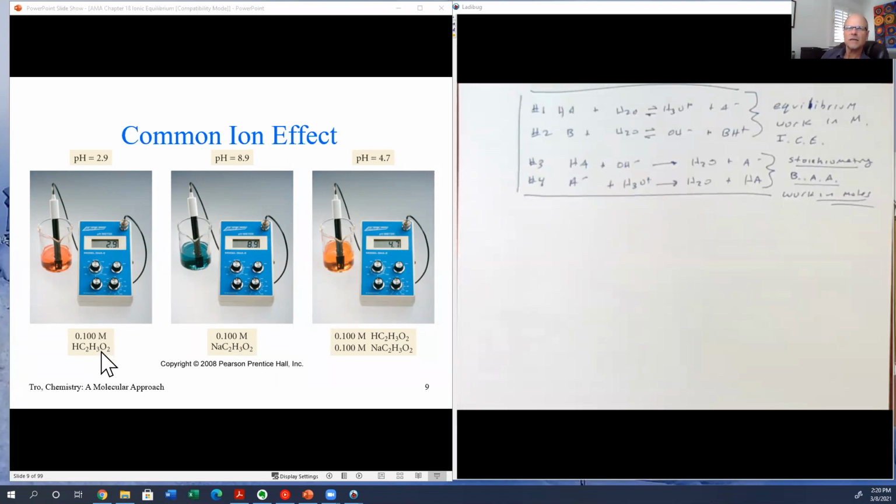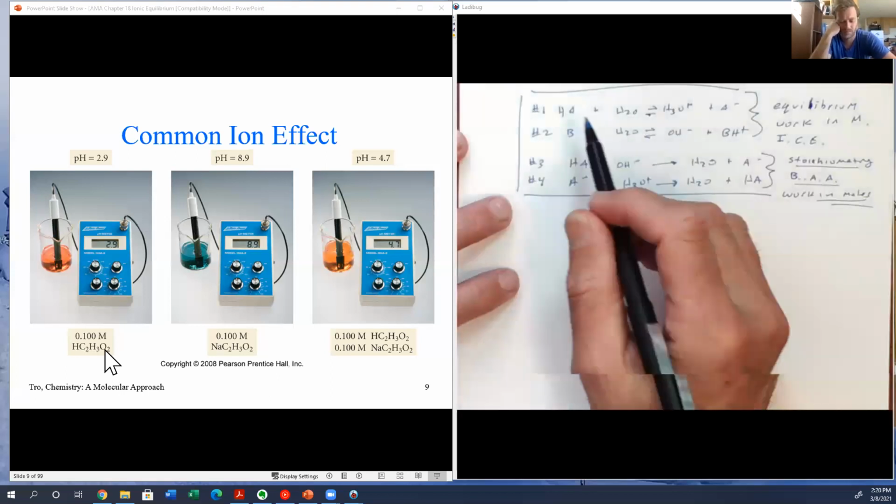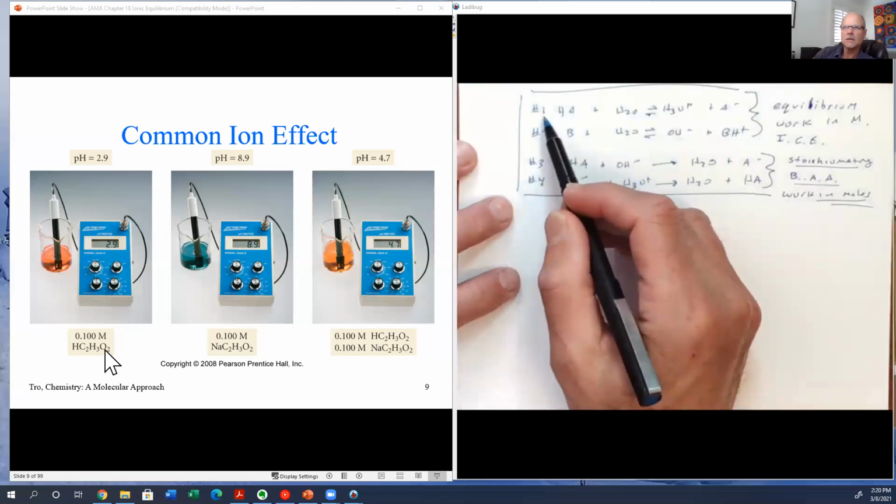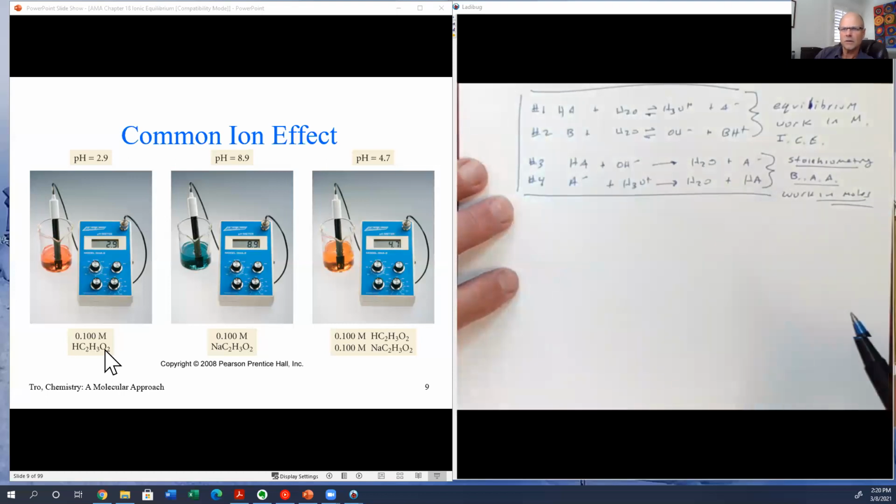If I just have the weak acid, acetic acid, 0.1 molar, how do I find the pH of that? Ice table and equilibrium. Correct. It's this equation, equation number 1. You'd make an ice table and work an equilibrium problem. If you figured that out, you'd find the pH would be 2.9.